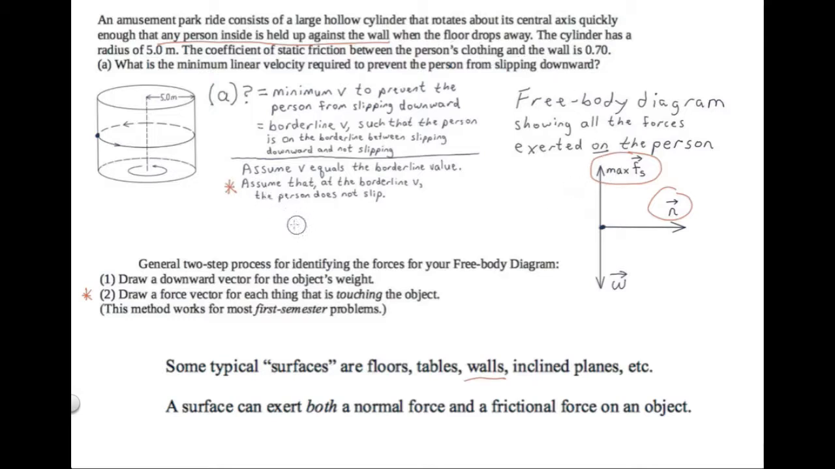Because we're assuming that the person does not slip, we should apply static friction, not kinetic friction. And because we're assuming that the person is on the borderline of slipping, we will apply the maximum static friction. The person is on the verge of slipping because the static friction which prevents them from slipping is maxed out. Besides the wall, there is nothing else that is touching the person, so there are no other forces to include in the free body diagram.